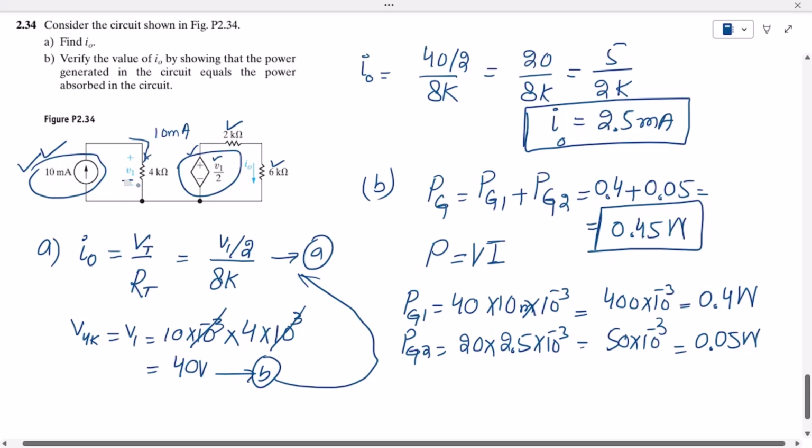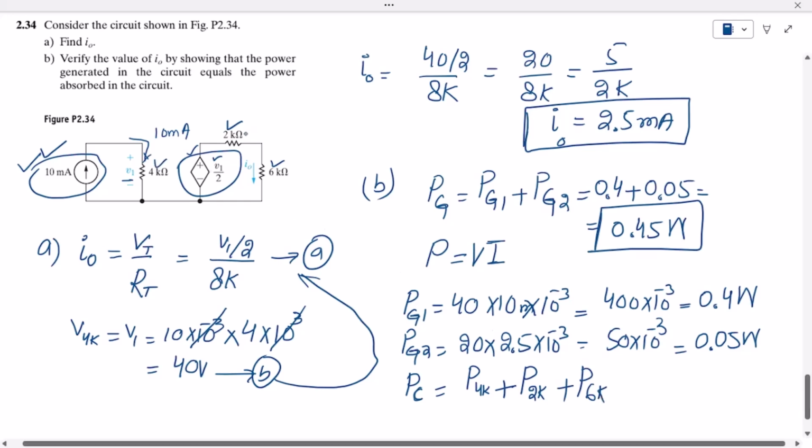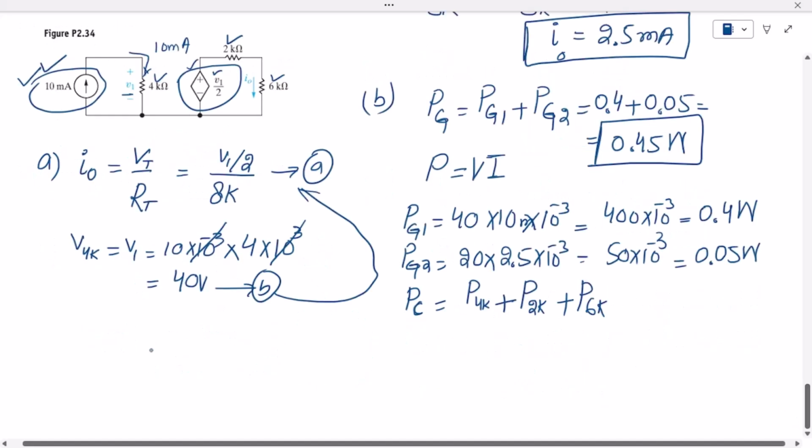Now in order to find the power consumed here, that will be the power consumed by the 4 kilo ohm resistor plus power consumed by the 2 kilo ohm resistor plus the power consumed by the 6 kilo ohm resistor. This is 4K, this is 2K, this is 6K. Now in order to find them out, as these are basically passive elements, therefore P will be equal to I square into R.